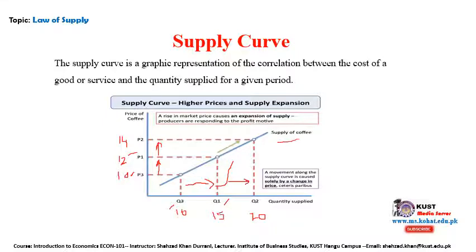And it represents, for example, the supply of coffee or maybe milk or any other thing, right? So it's movement along the same curve. You are just changing the points, right? And that's actually called what? The change in supply, right? Clear?